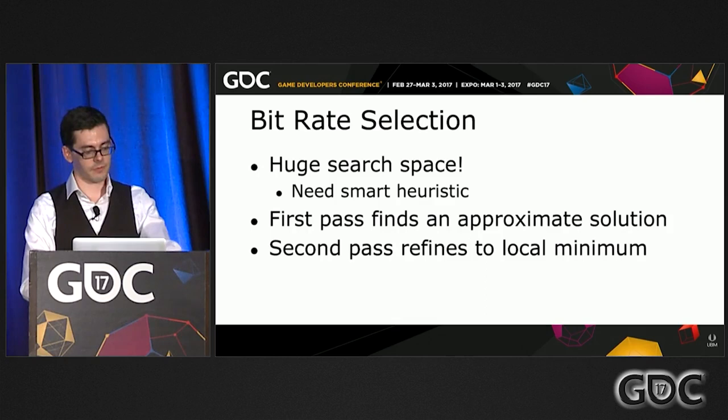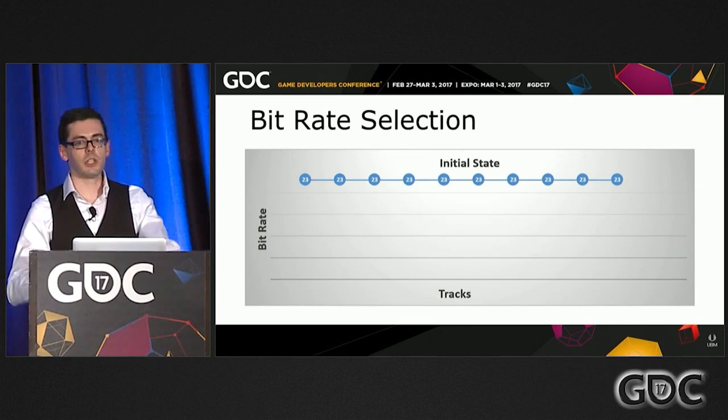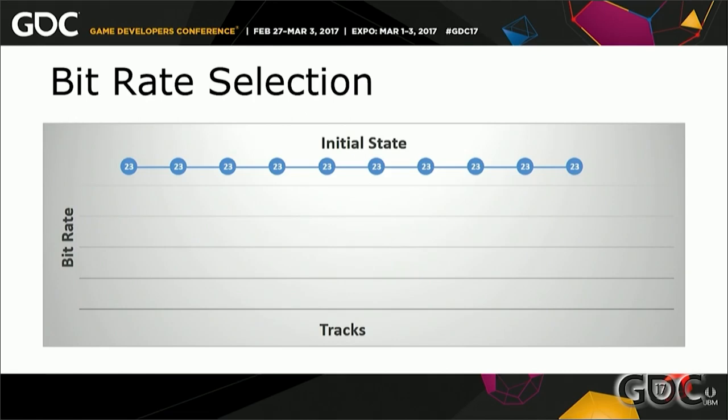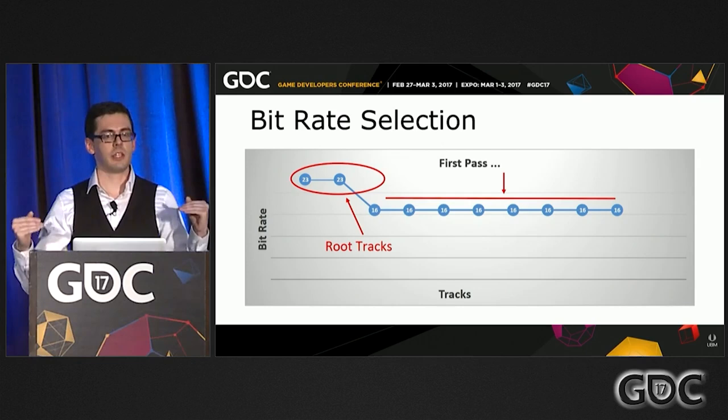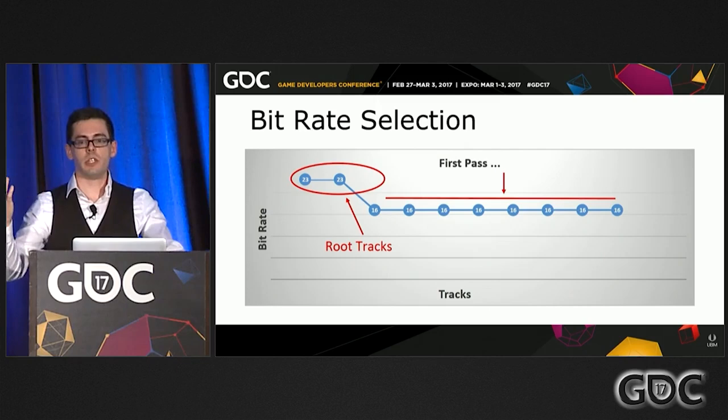And the way the algorithm works is like this. Initially, we'll set all our tracks to have the maximum amount of accuracy, the highest bit rate possible, here, 23. And then we begin the first pass. And the goal of the first pass is to lower all the bit rates simultaneously in lockstep, as much as we can up until we exceed an error threshold, and then we stop.